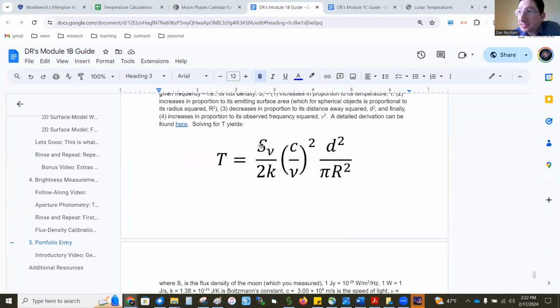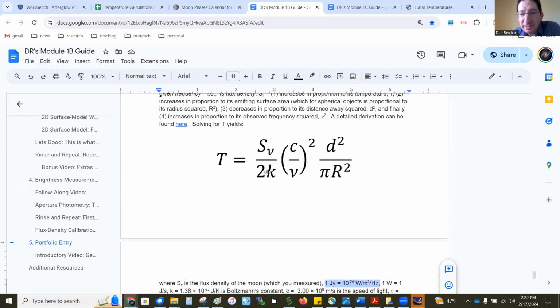That's that S. S is flux, sub nu. Nu is frequency. So the flux at a particular frequency. That's what you measured in Janskys. You'll need to convert that to the MKS system. 1 Jansky, you can see it here, is 10 to the minus 26 watts per meter squared per hertz. You take your Janskys, you multiply by that.